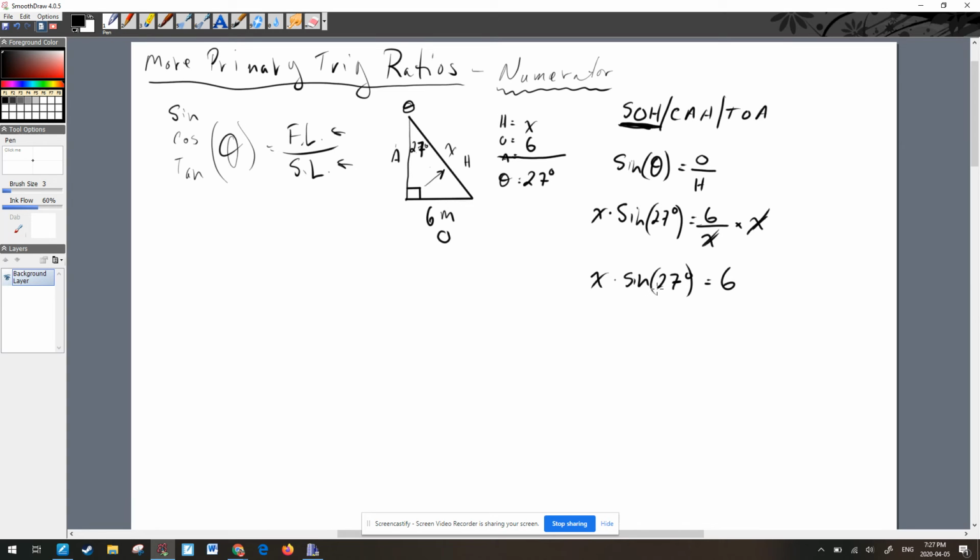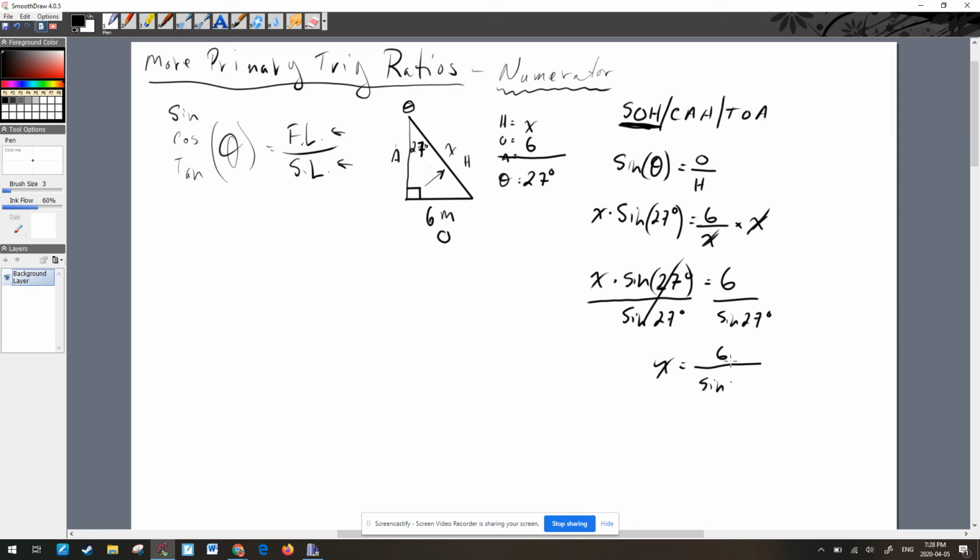I'm closer to what I want. My x is at least in the numerator now. But now x is being multiplied by the sine of 27 degrees, and I want to get x all by itself. The opposite of multiplying by the sine of 27 is dividing by the sine of 27. So I'm going to divide both sides by the sine of 27 degrees. Those guys are going to go away. And now I have my expression for x. x is equal to 6 over the sine of 27 degrees.